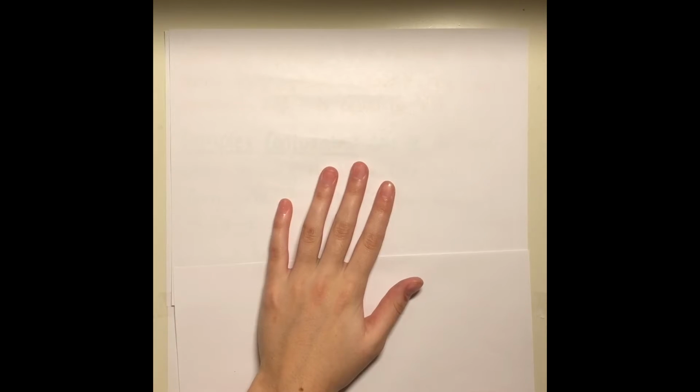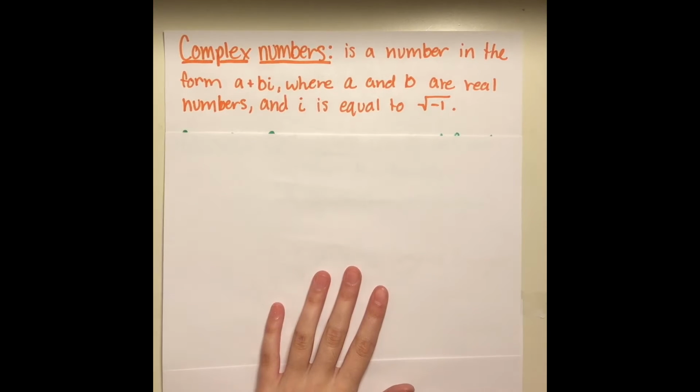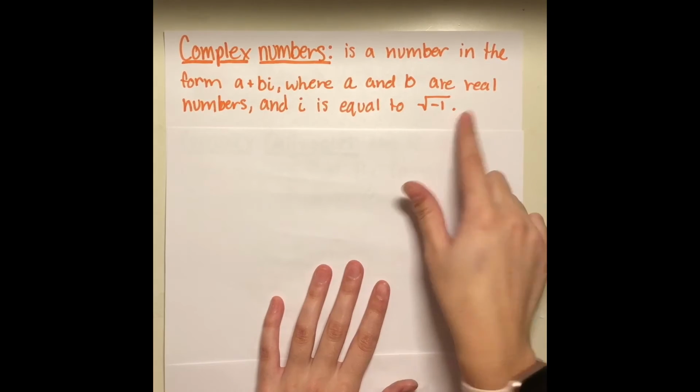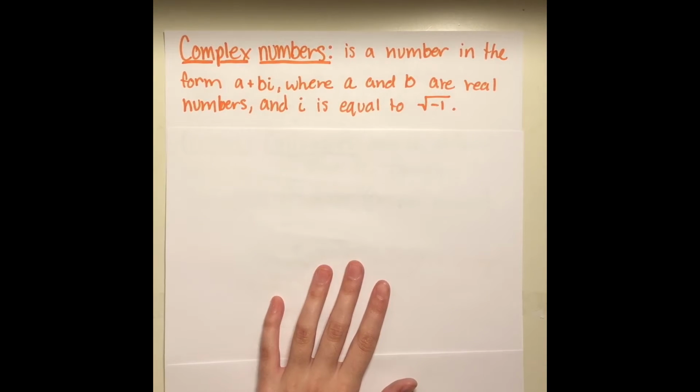To further introduce this topic, in 8.2 we talked about complex numbers and complex conjugates, but I just want to re-explain it to you because it's going to come up here in 8.3. A complex number is a number in the form a plus bi, where a and b are real numbers and i is equal to the square root of -1. We already know this from when we were talking about imaginary numbers.